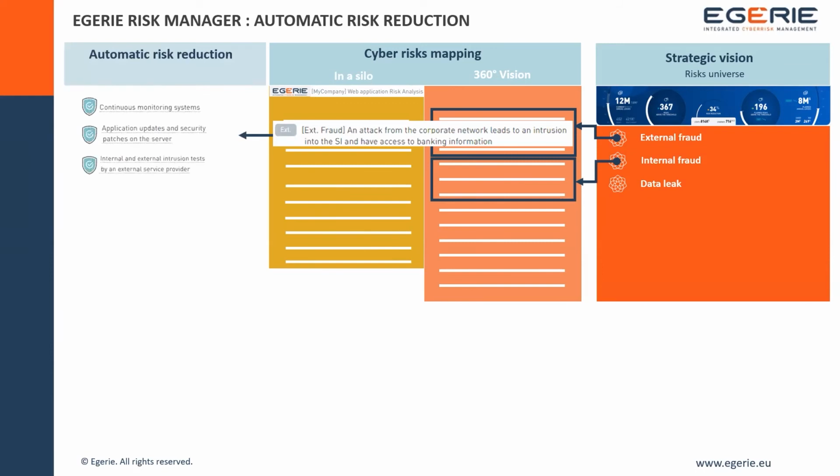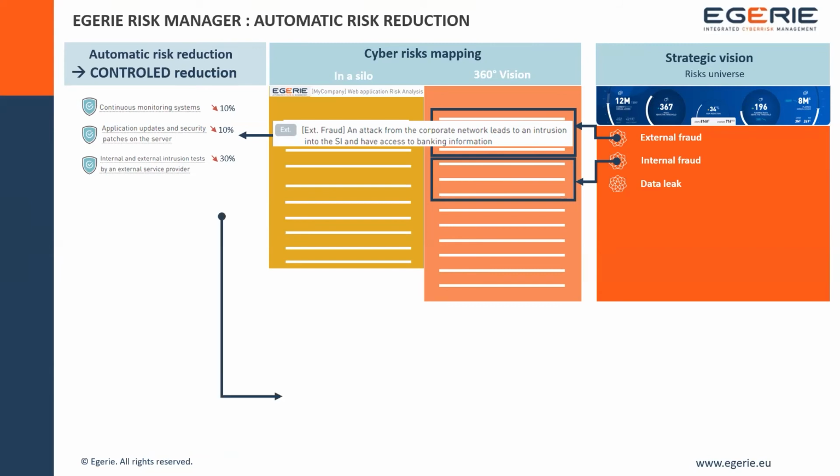These operational risks, technical risks, in your risk analysis are linked to several controls. So here, for example, it is linked to 3 controls: continuous monitoring systems, application updates and security patches on servers, and internal and external intrusion tests by an external service provider. In the risk analysis, the risk manager will be able to define a reduction percentage for this control on this particular risk. So this risk reduction is a controlled reduction. It is done by the risk manager in the system that is being analyzed.